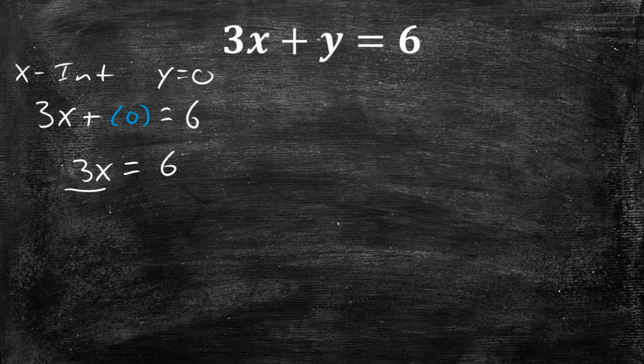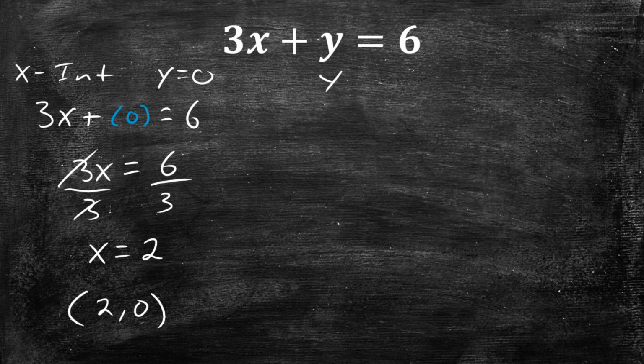To get x by itself, you divide by 3, divide by 3. These 3's here cancel. So we get x is equal to 6 over 3, which is 2. And our ordered pair for our x-intercept is 2, 0. Okay, so that's our x-intercept. That's complete. Now let's find our y-intercept. And that is when x is equal to 0.